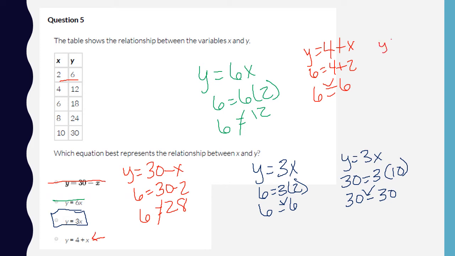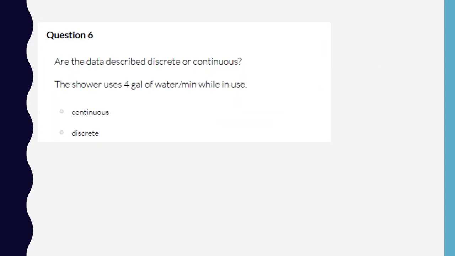Let's try it with another one. You could pick the second one or the last one or any in between. Let's just try the second one. Okay, we've got 12 equals 4 plus our x value of 4. And the second one does not check out. That's why you always want to test 2 points. Because if I had just tested one, I would have been confused of which one of these two was my answer.